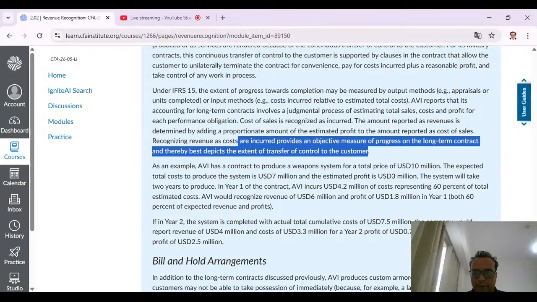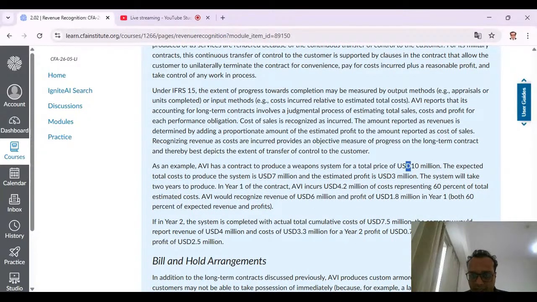So if you have a weapon system for the price of 10 million, the expected cost is 7 million and the estimated profit is 3 million. The system will take 2 years to produce. So in year 1, if you have incurred 4.2 million of cost, which is 60% of your total cost, you will recognize the revenue of 6 million, which is 10 million multiplied by 60%, and profit of 1.8 million, both 60% of expected revenue and profits.